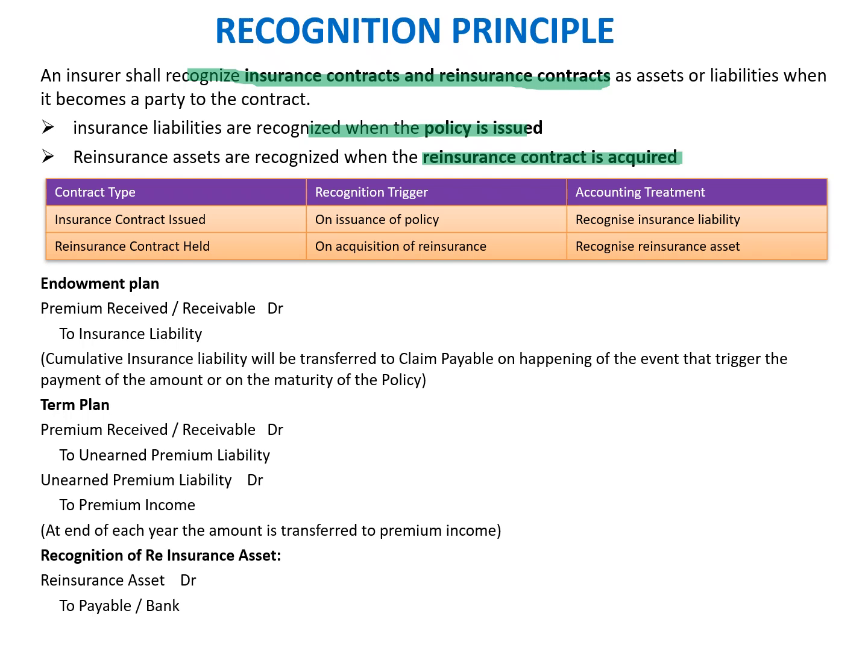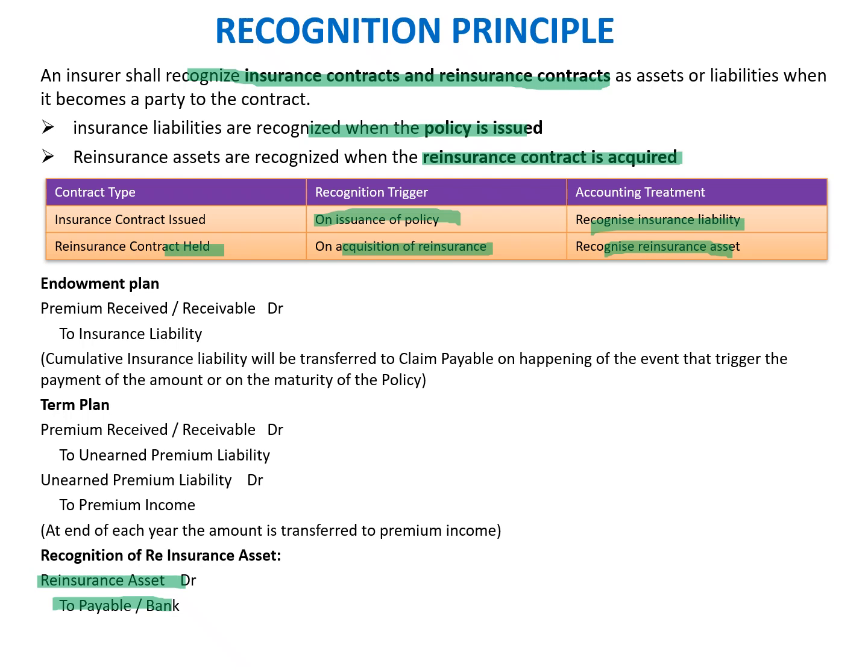We have created a small table to demonstrate the triggering event. For an insurance contract issued, the triggering event is the issuance of the policy, and we have to recognize the insurance liability. For a reinsurance contract held, on acquisition we have to recognize the reinsurance asset. The accounting entry is reinsurance asset to payable or bank. But for insurance contracts, wherein we are assuming the liability, the treatment is a bit different if it is an endowment plan versus a term plan.